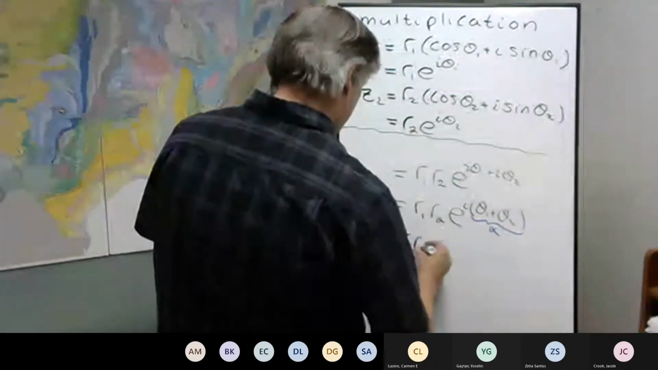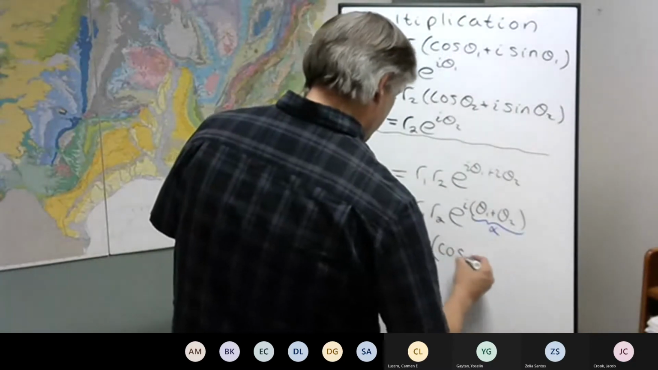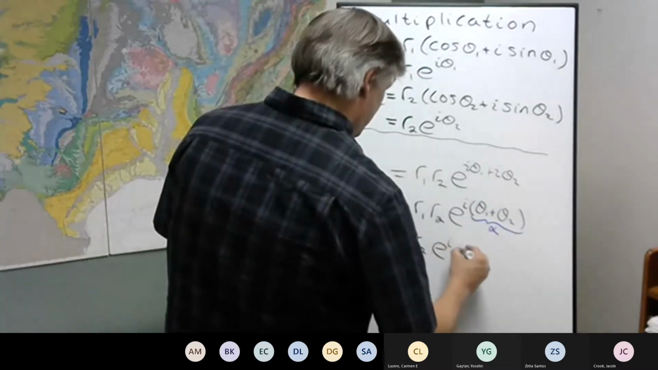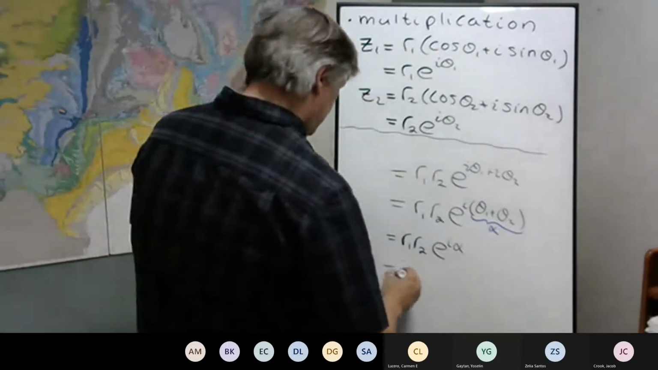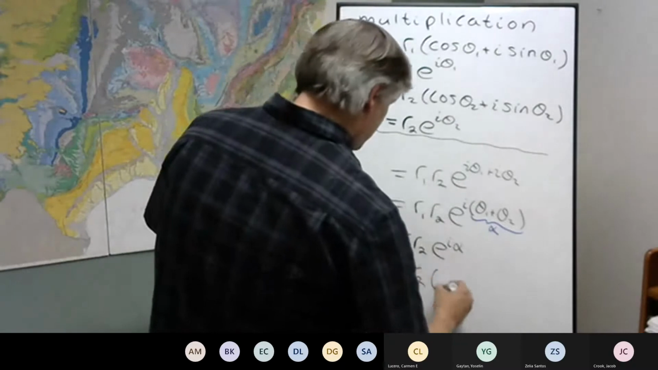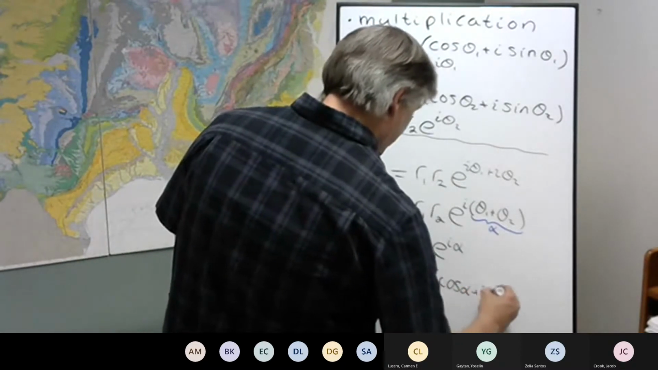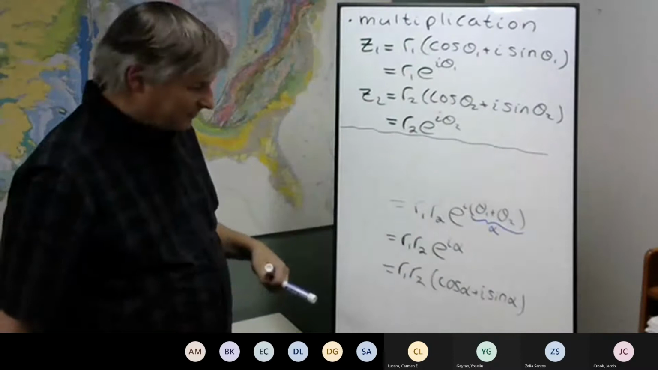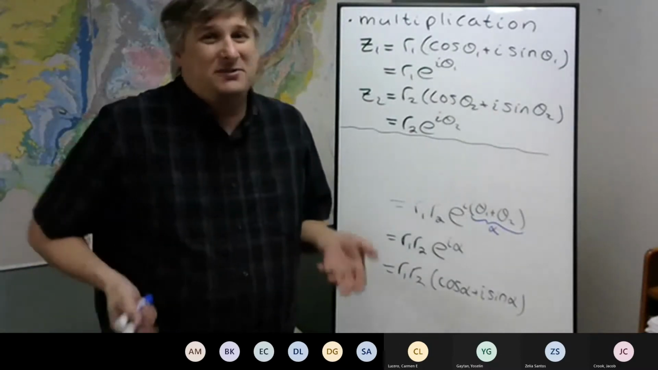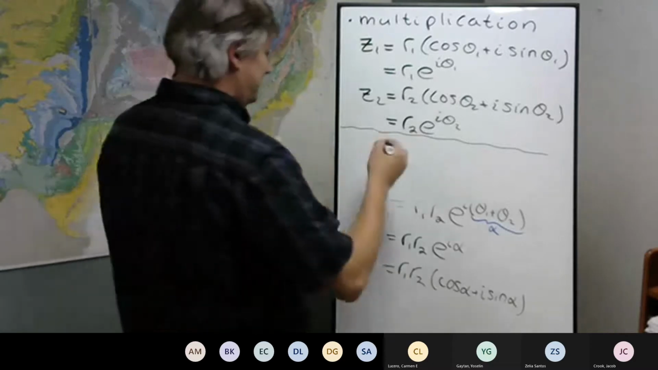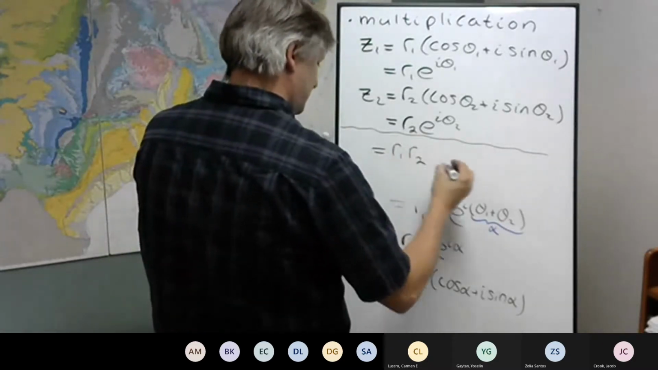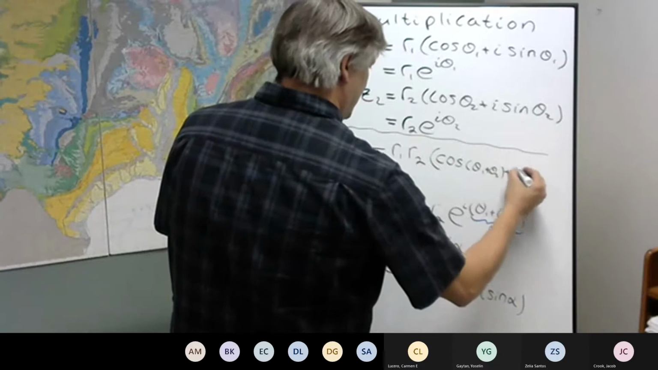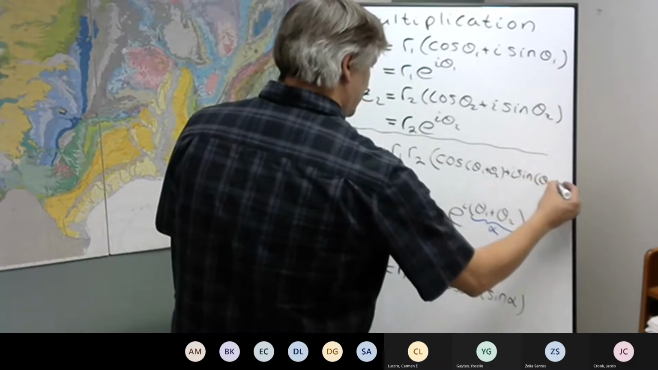We can call this R1, R2, cosine of alpha. Oh, sorry, I'm skipping a step here. e to the i alpha, or R1, R2. Now e to the i alpha will be cosine alpha plus i sine of alpha. But we know what alpha is. It's theta 1 plus theta 2. So what we'll get, R1, R2 times cosine of theta 1 plus theta 2 plus i sine theta 1 plus theta 2.